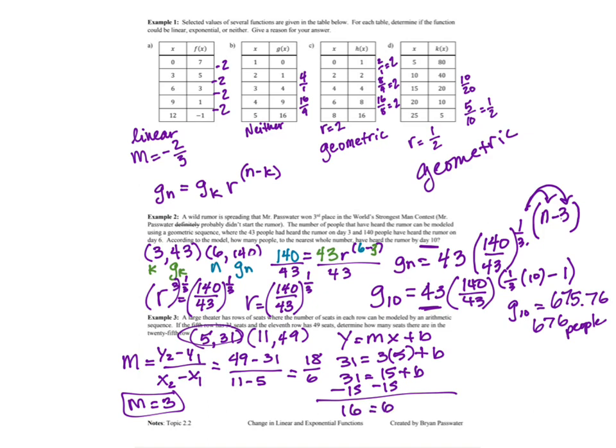16 is b. It's 18 over 6, 3. Is that where the 3 came from? 18 over 6 is 3. That's where we got the 3. Good question.